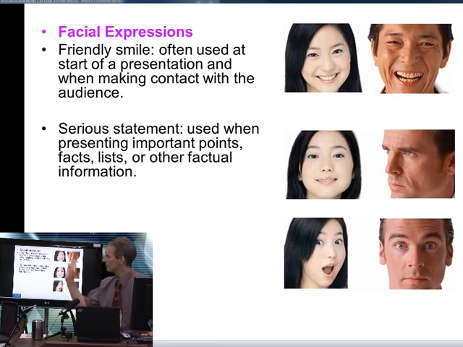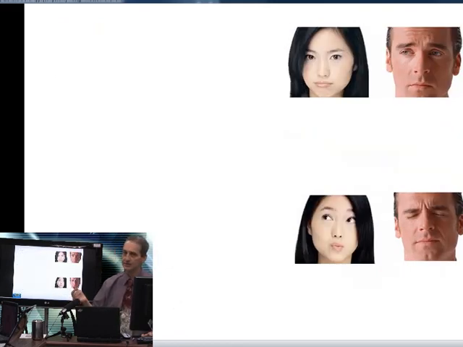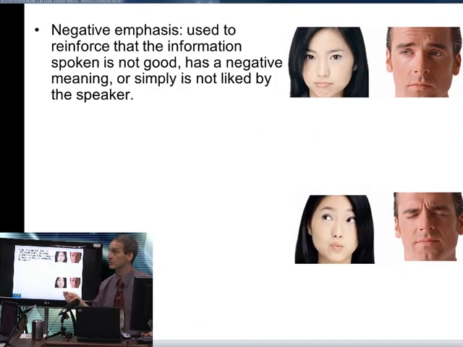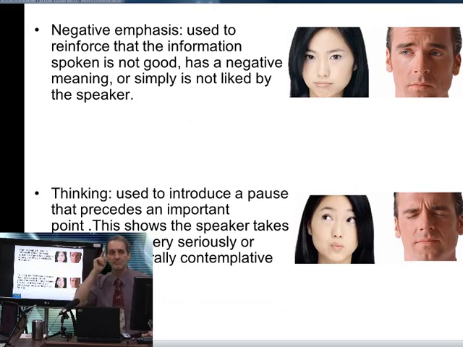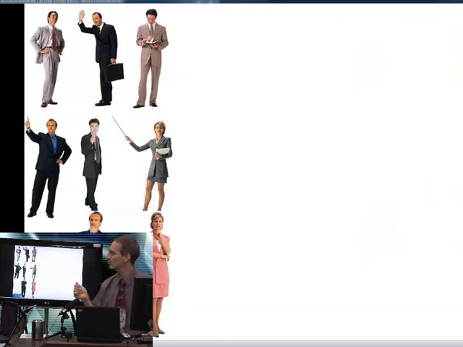Okay, facial expressions. Stay friendly when you need to. Sometimes you need to be serious. You need to make sure your facial expressions match your topic, right? You don't want to say things like, and this year we lost $1 million. Right? You got to make your face match the content. And I think it sounds easy, but it's not actually very easy. So negative, look negative. Positive, look positive. Thinking, look thinking, right? These are all good ways.